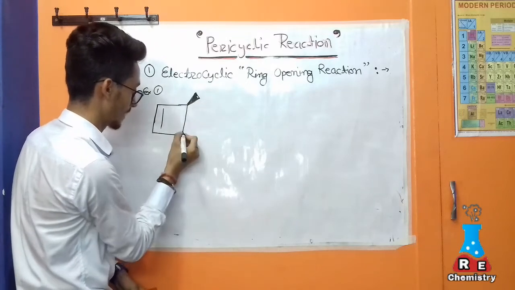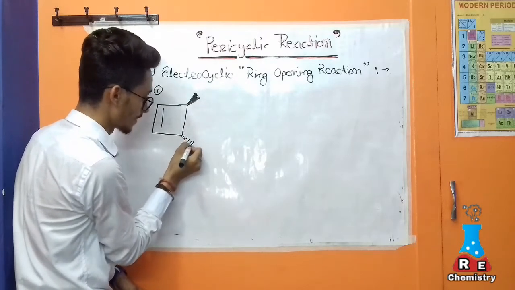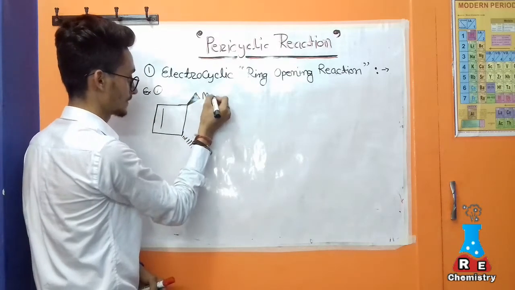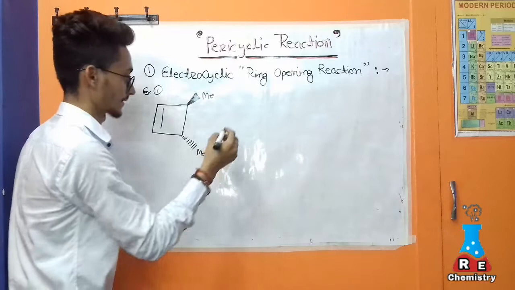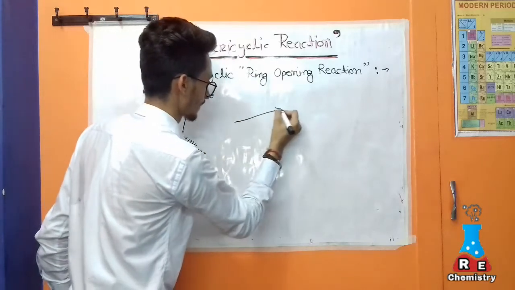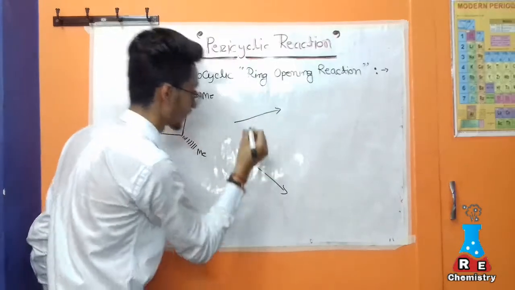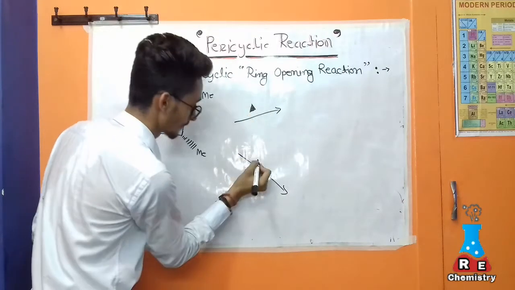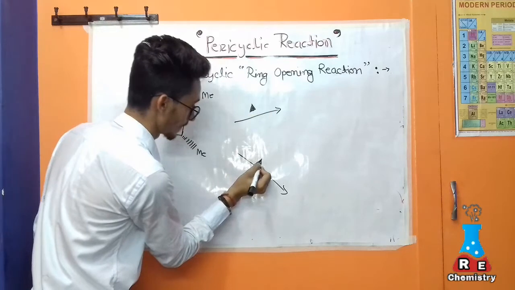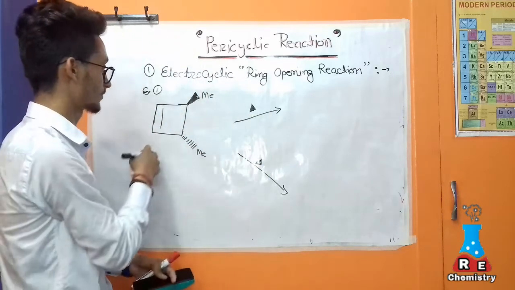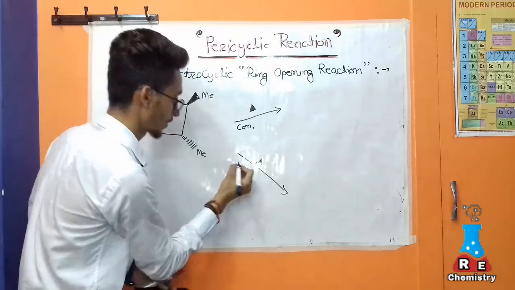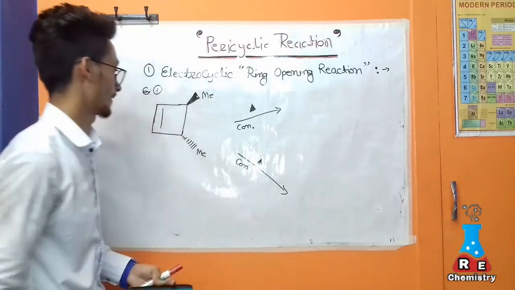This example is clear out the difference between the outward mode of rotations and inward mode of rotations. The reactions take place by heat, and this is a 4 pi electron system with heat, so conrotations occur.